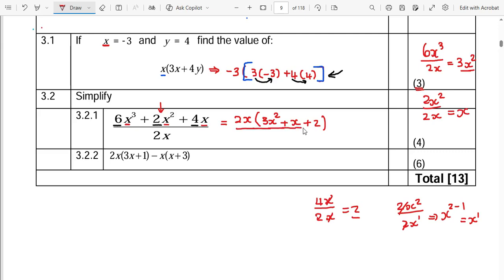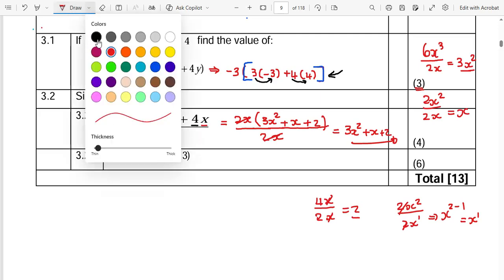Everything there is divided by what? Everything is divided by that 2x. So the 2x will cancel. What is the final answer? The final answer is just 3x squared plus x plus 2. Then this is simplified. You can just leave your answer like that. I hope you are happy with that one.